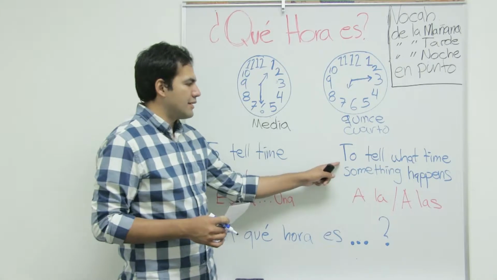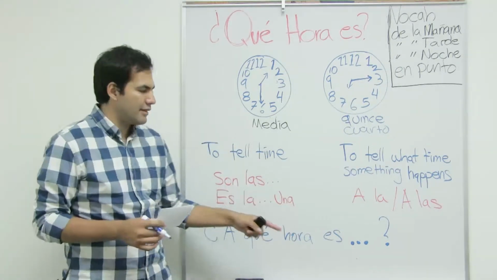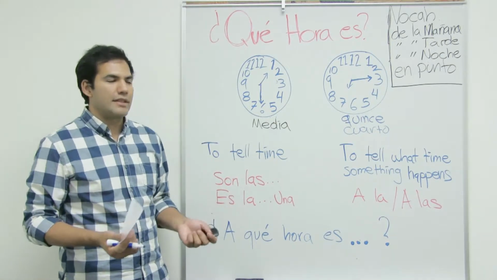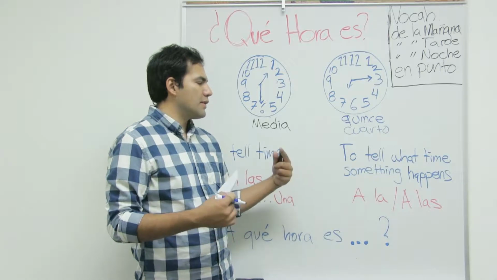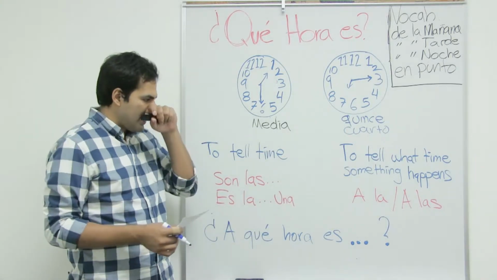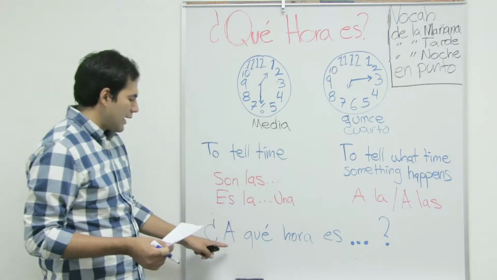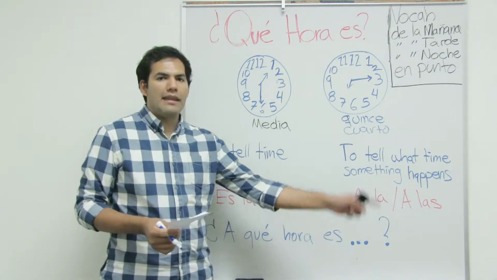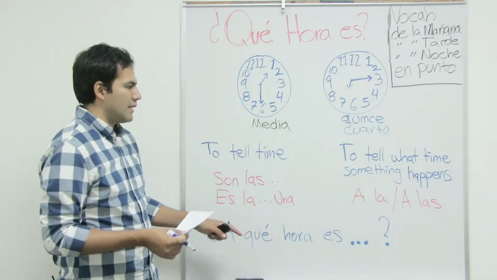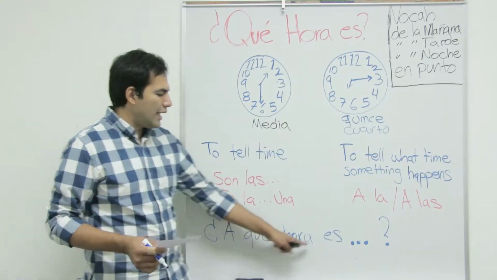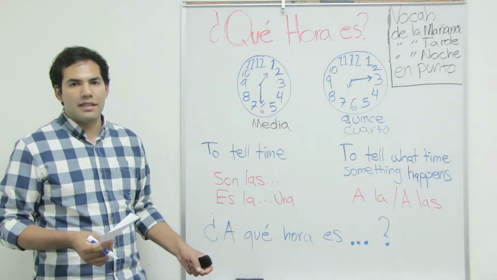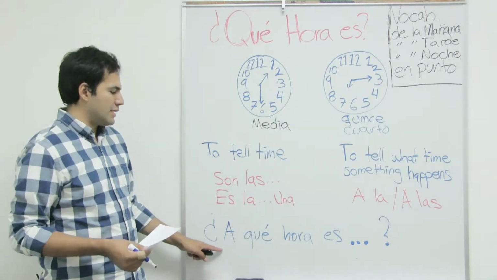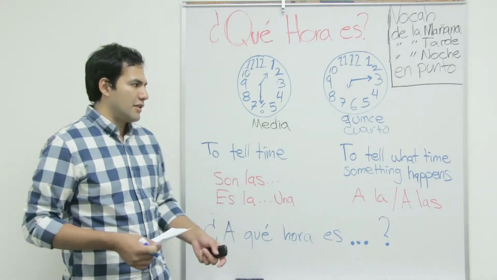So now let's talk about to tell what time something happens. So this is a different thing. This is just to tell the time with no specific reason, but here is how to tell when something is happening. So someone might ask you, ¿a qué hora es? Like, what time is it? Or what time is, and then whatever event someone needs to know the information about. So for example, ¿a qué hora es tu clase de español? What time is your Spanish class? So this is how we ask about a specific event. ¿A qué hora es tu clase de español?